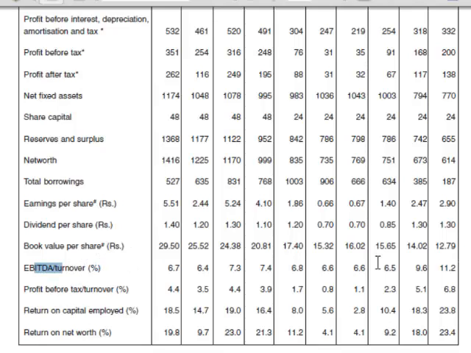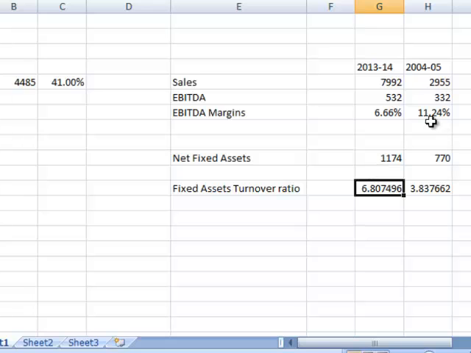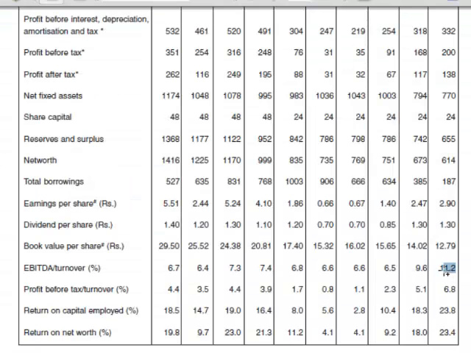So the number that we calculated is anyways available. हम लोगों ने किया था ना इसको calculate. See this. We calculated it to be 11.24, and this year 6.66. They have given us 11.2 and 6.7, same number. Profit before tax as a ratio to turnover. Return on capital employed, return on net worth.